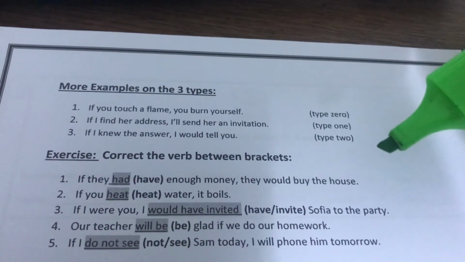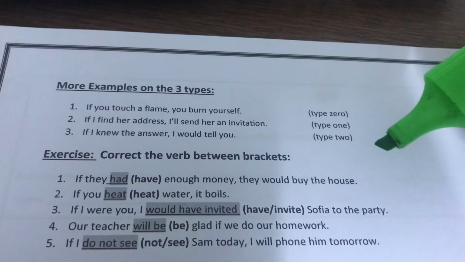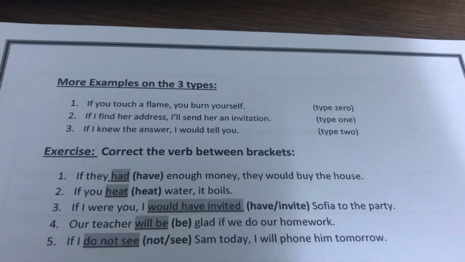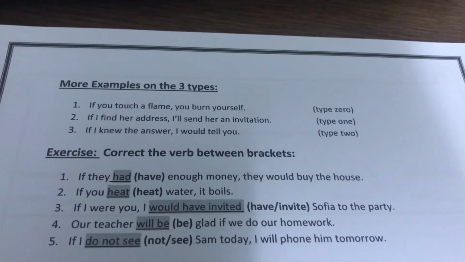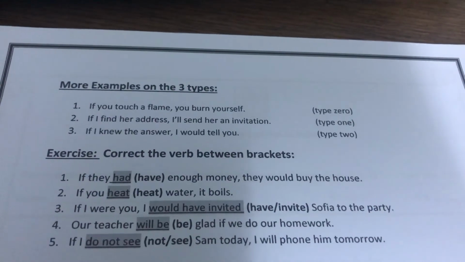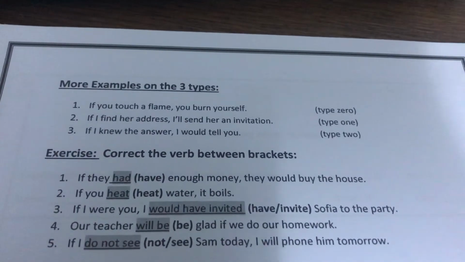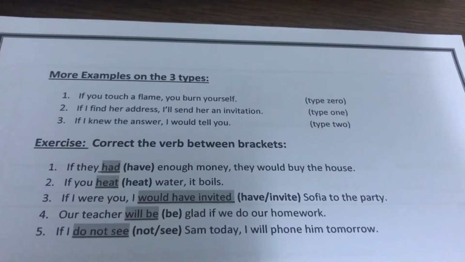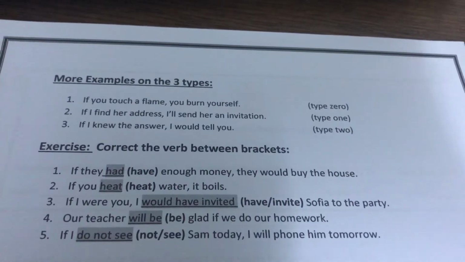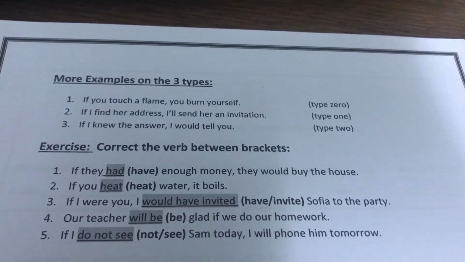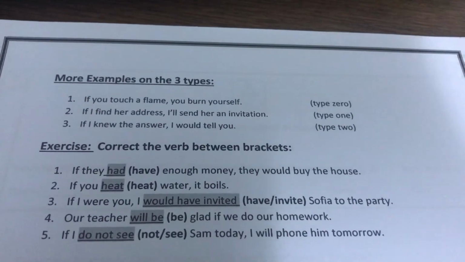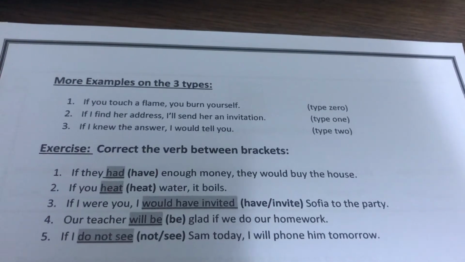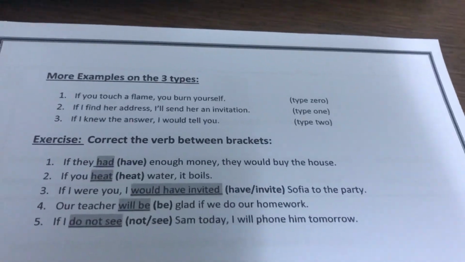Our teacher, the verb we have is be, glad if we do our homework. So here, if we do something, it's a possibility, which is type 1. So the outcome has to be in the future: our teacher will be glad. And the last sentence is: if I, and here it's negative, not see Sam today, I will phone him. Because we have will, it's type 1. So the first part has to be in the simple present, and it is negative. So if I do not see Sam today, I will phone him tomorrow.